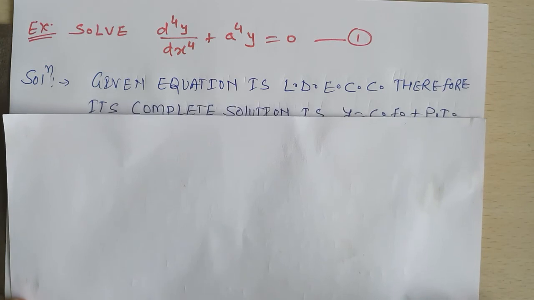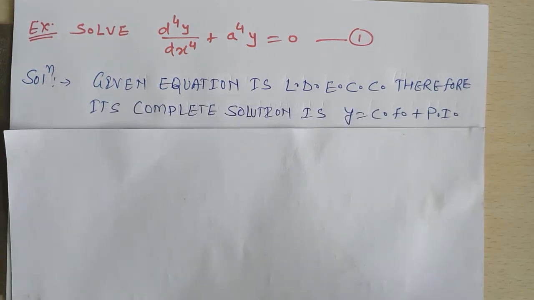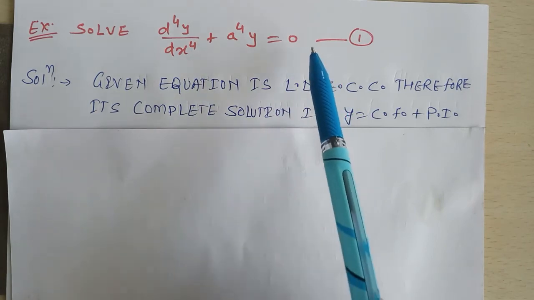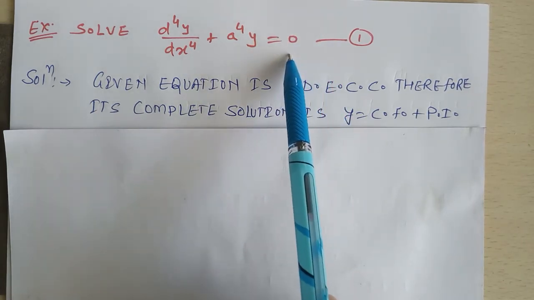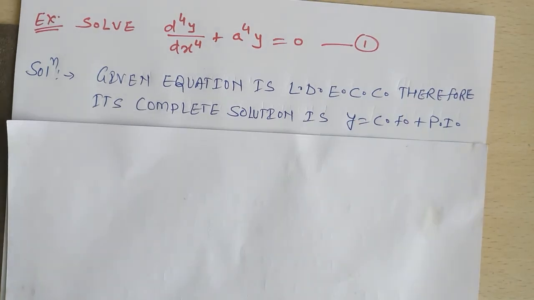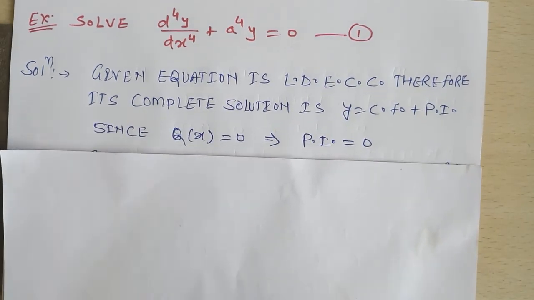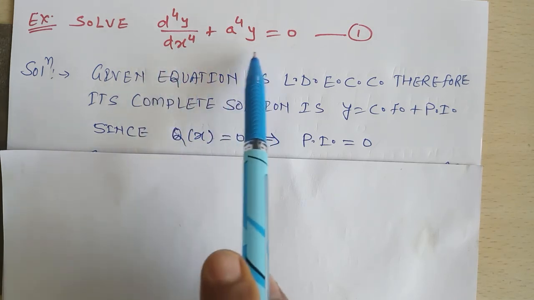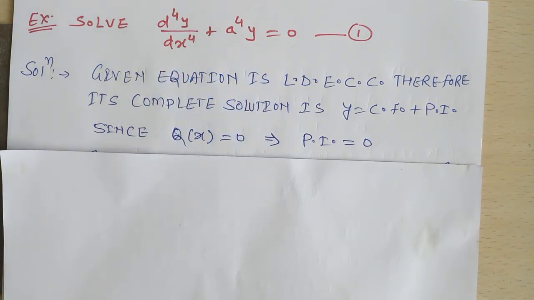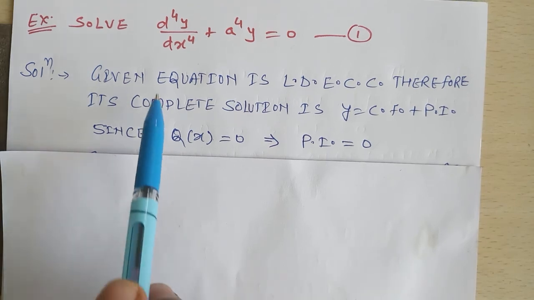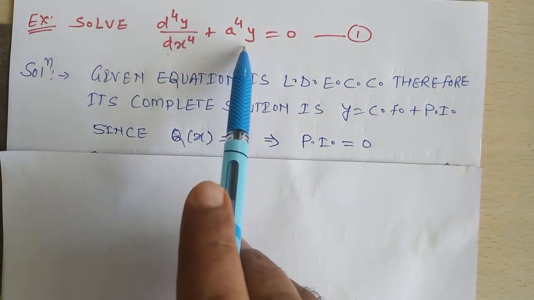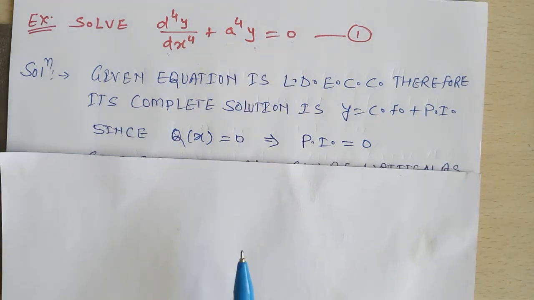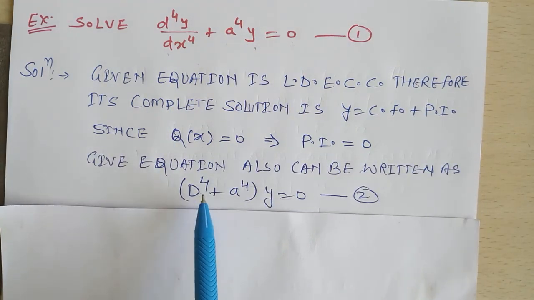And therefore its solution is y equal to CF plus PI. Now the non-homogeneous part of this equation, Q(x), is 0, therefore PI is 0, and hence y equal to CF is the solution. Now we write this linear differential equation with constant coefficients in the form of differential operator capital D. So this is D4y plus a4y equal to 0. So taking y common, we get (D4 plus a4) y equal to 0.